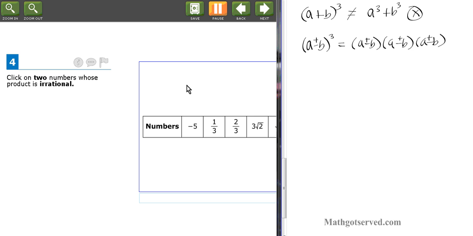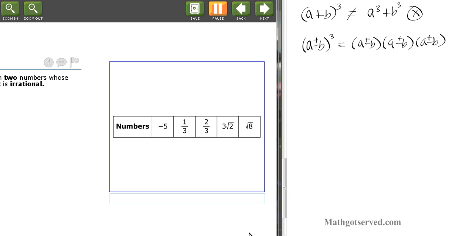For question 4, it says, click on two numbers whose product is irrational. So what are irrational numbers? Irrational numbers are numbers that cannot be expressed as a quotient of two integers. To keep a long story short, if a number has an irreducible radical, it's an irrational number. Other irrational numbers are e and pi, because they cannot be represented as a quotient of two integers.